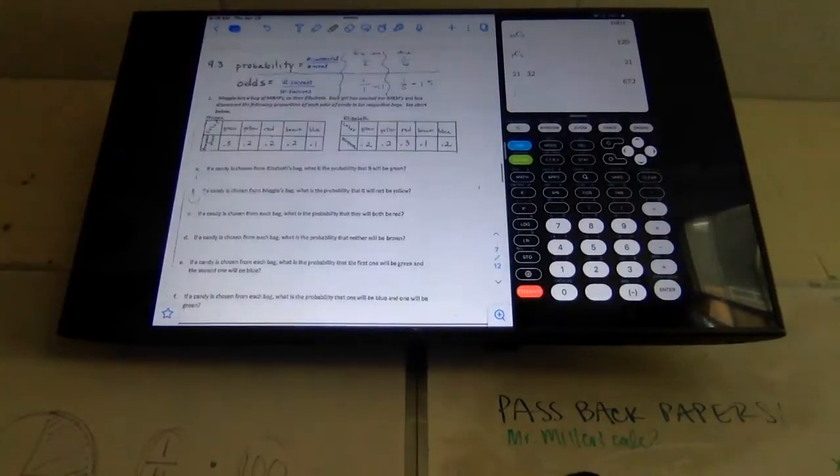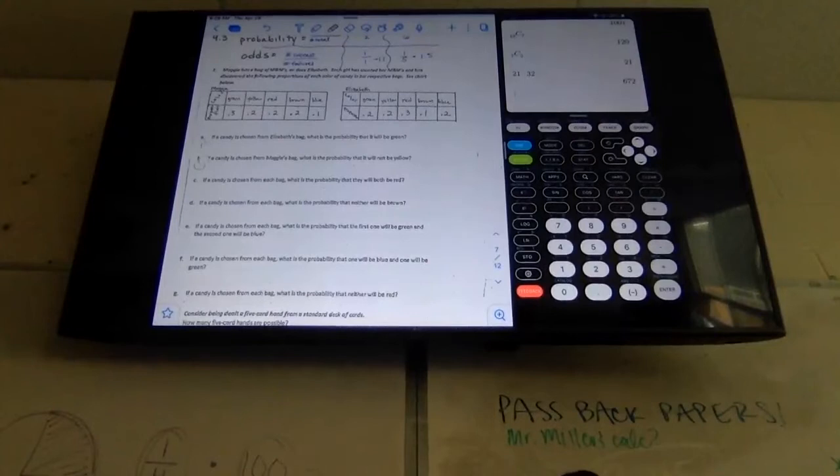All right, now we're going to use a chart to answer some questions. So I'm talking about a girl named Maggie. She has a bag of M&Ms, and a girl named Elizabeth who also has a bag of M&Ms. Each girl counted her M&Ms and has discovered the following proportions of each color of candy in their respective bags.